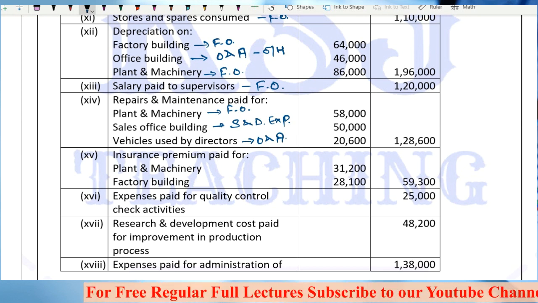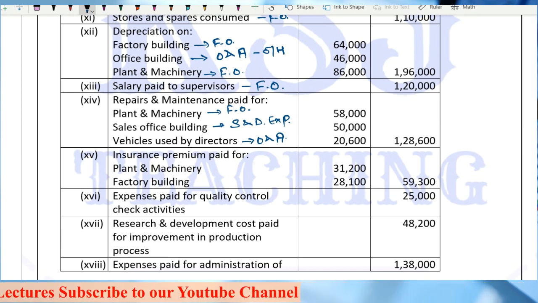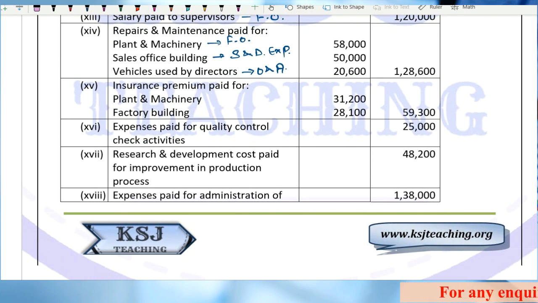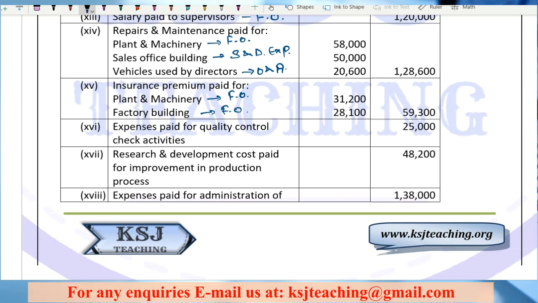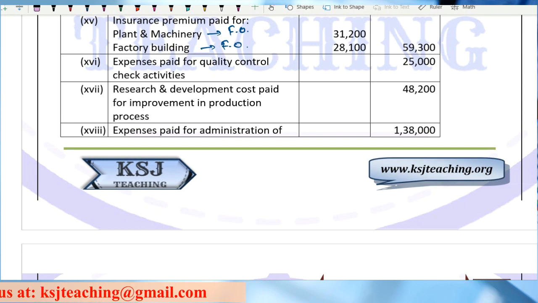Any doubt up till this point? I hope this is clear. Only one point is controversial, right, that I have already discussed with you. Next is insurance premium paid for plant and machinery, that is factory overheads. For factory building, again factory overheads. No issues.